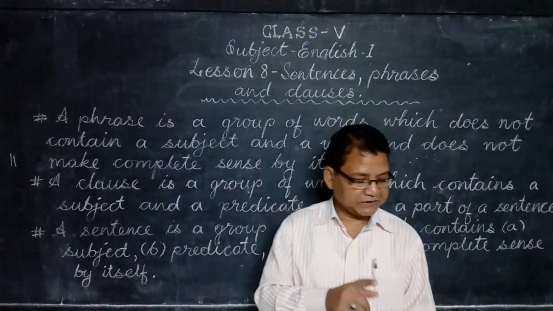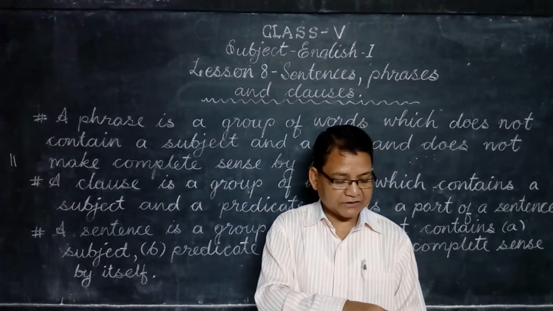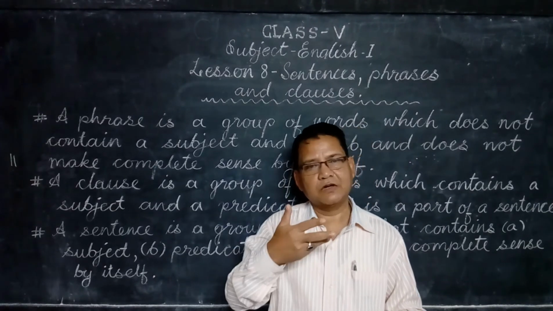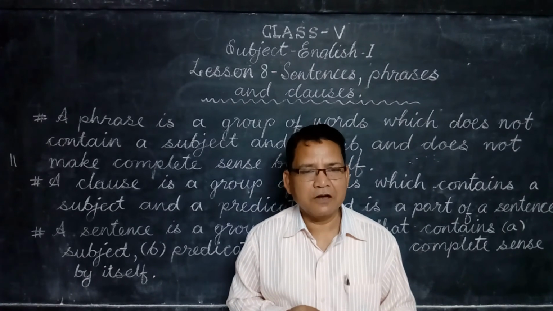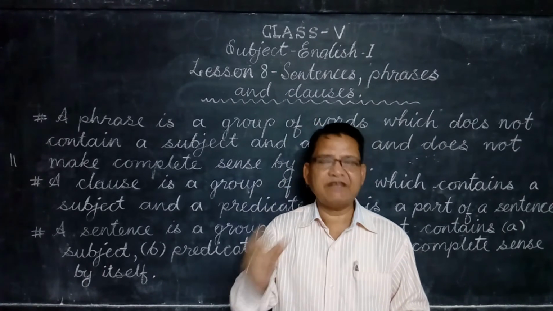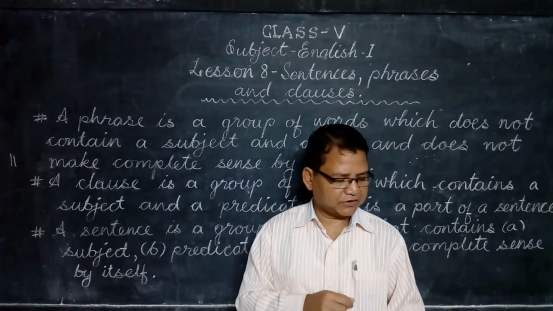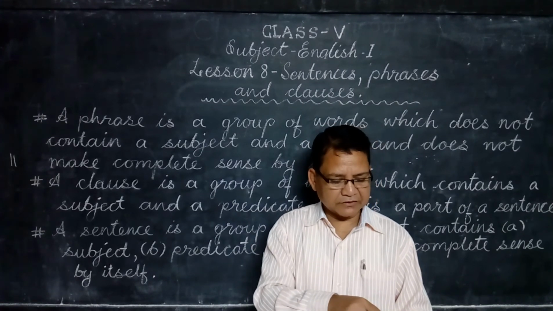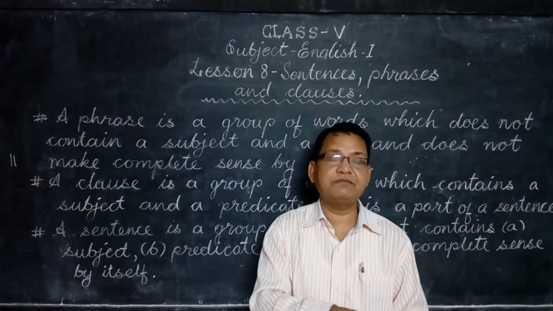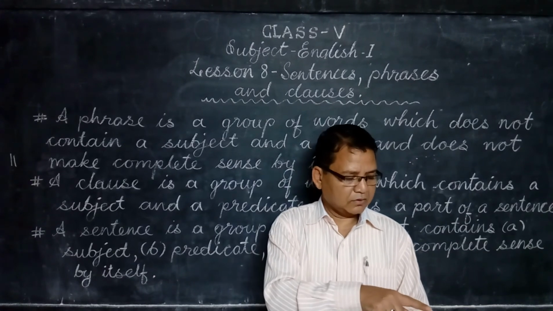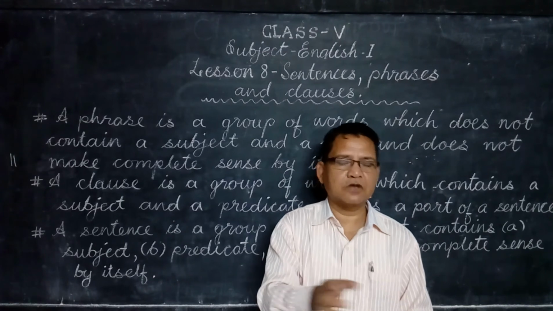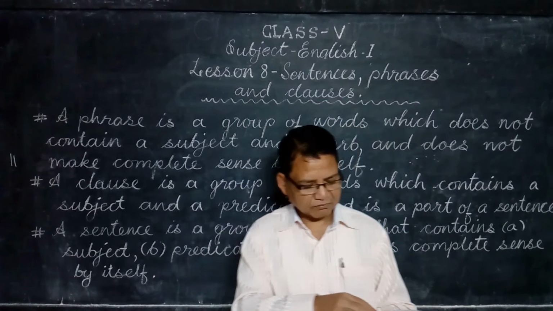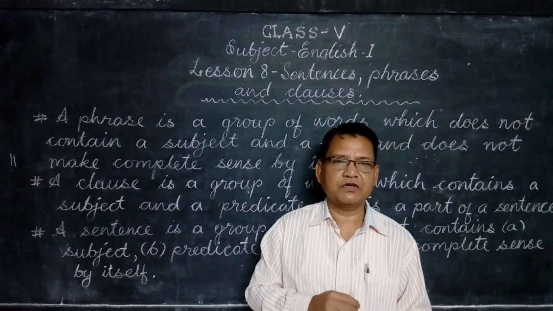Now, in the first sentence, smiling is an adjective that qualifies the noun face. That girl has a face, but what kind of face? A smiling face. It is describing the face, so it is an adjective. Second one, with a smile on her face, it does not contain a subject and a predicate. It is an adjective phrase. So what is it? These are adjective phrases.